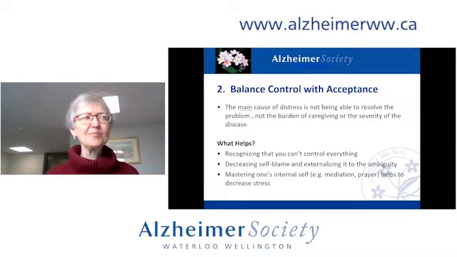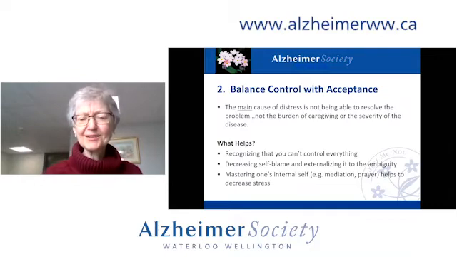Number 2, balancing control with acceptance. So the main cause of distress is not being able to resolve the problem. It's not the burden of caregiving necessarily or the severity of the disease, but we want to help, we want to fix, we want to do, and there isn't the solution. So what might help? Well, recognizing that we can't control everything. And that too can be a bitter pill to swallow. It can be tough.